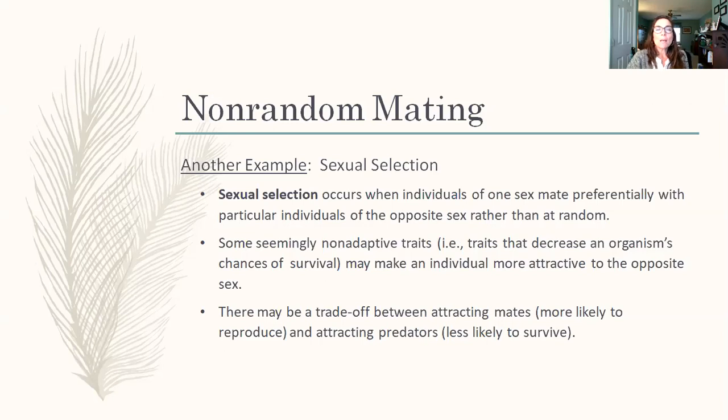And this way, some really seemingly non-adaptive traits that don't increase the chances of the organism's survival may make it more attractive to the opposite sex. So there's a trade-off between survival, whether or not you would attract predators or be able to avoid predators, versus being able to attract mates. And so some really drastic changes in allele frequencies can happen because the females just prefer one type of mate over another.